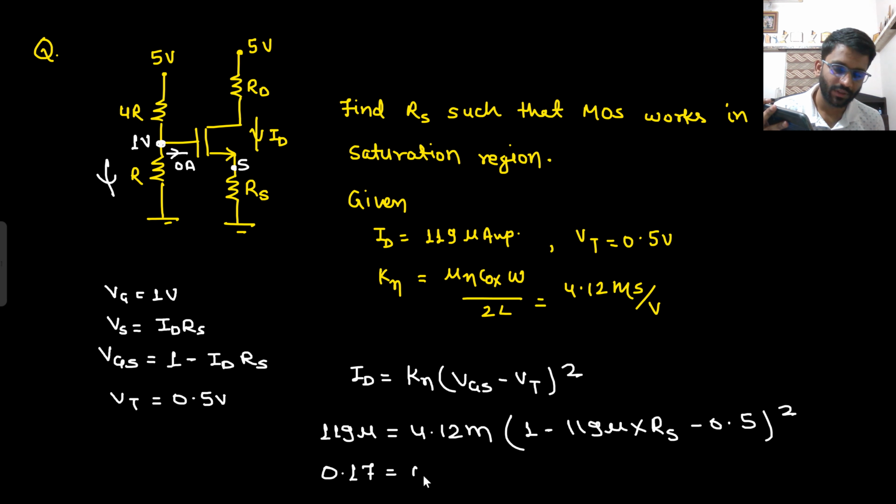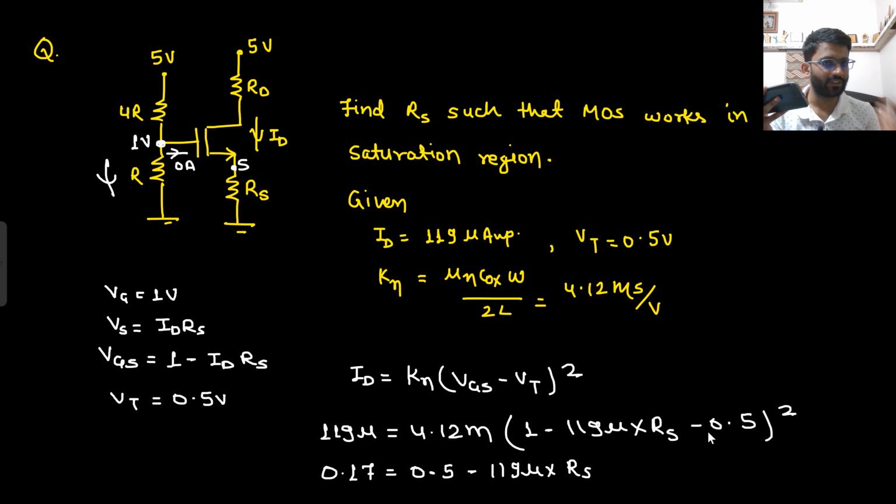This is equal to 0.5 minus 119 micro into RS, because 1 minus 0.5 is 0.5 only, right? Now people will say that Bhaiya, you took the square root, so plus minus should come, right? Whenever you are taking the square root, always take the plus sign.